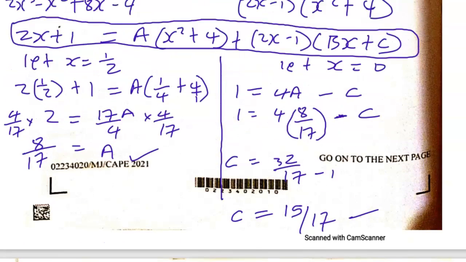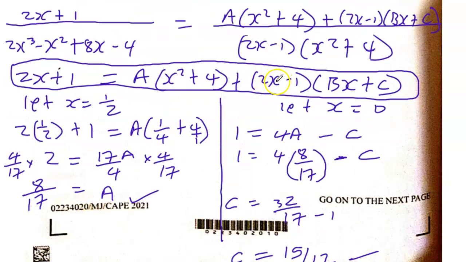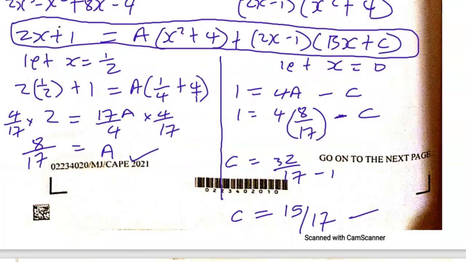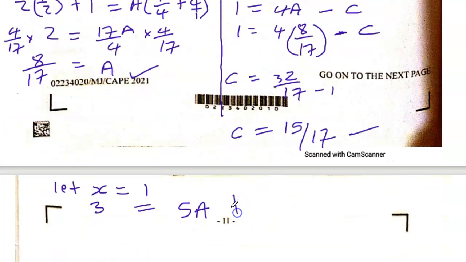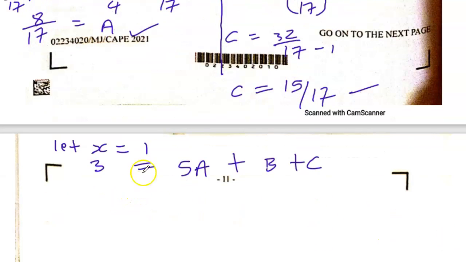If x is 1, in the first bracket here would be just 1. 2 times 1 minus 1, so that's 1. And if x is 1, it's just b plus c. So we end up with just b plus c. So plus b plus c. Remember, we're solving for b, right? So we're solving for b, so therefore it's 3 minus 5a minus c is equal to b.